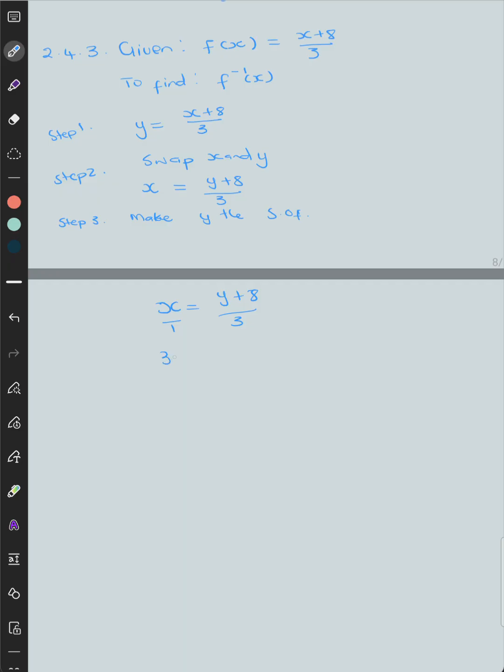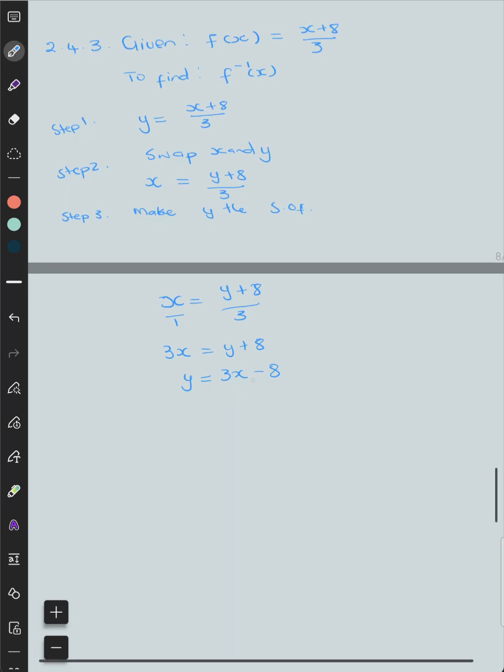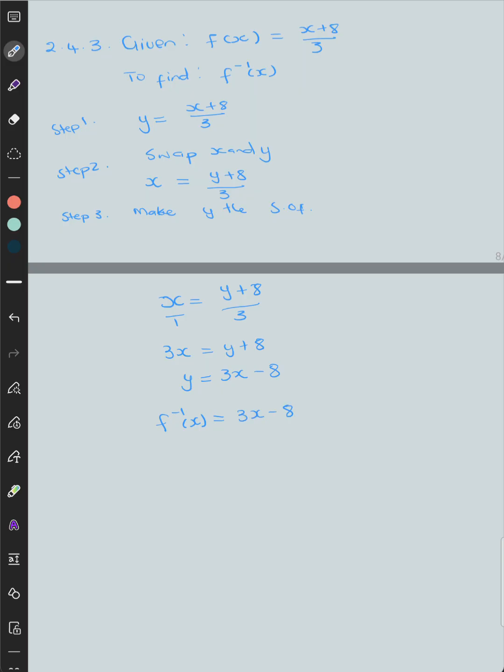Then I'm going to cross multiply. So it's 3x equals 1 times this, y plus 8. Meaning y equals 3x minus 8. The question asks it in this form, y equals 3x minus 8. But I'm going to write it in the form f inverse so that I can identify it for future use. So it's 3x minus 8. Awesome stuff.